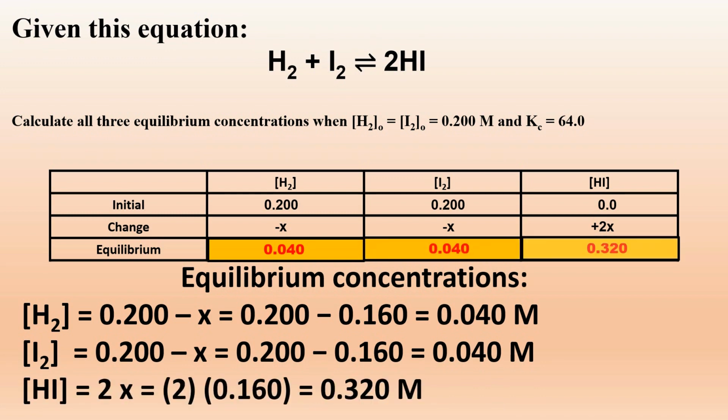The concentration of HI is equal to 2x. So 2 times 0.160 is equal to 0.320 molar. We've now calculated all three equilibrium concentrations for the reaction.